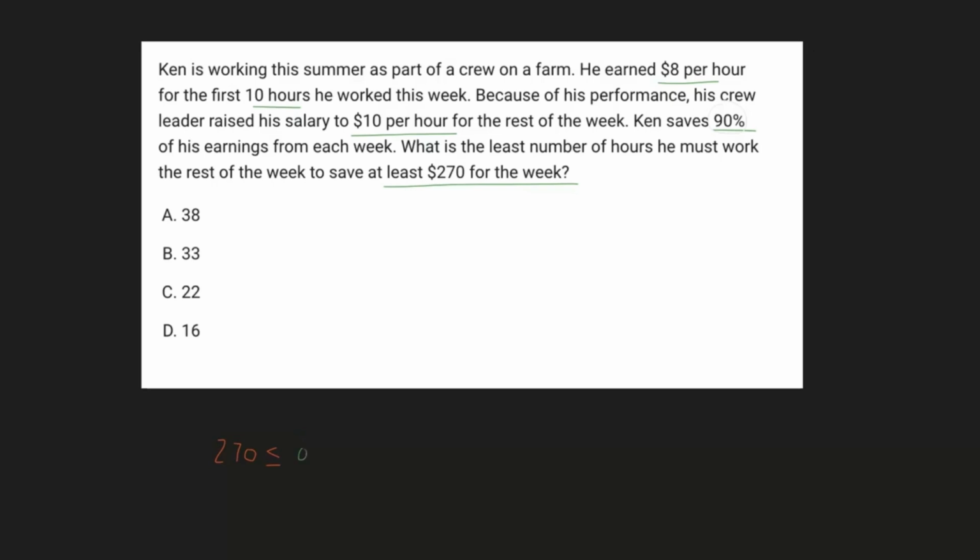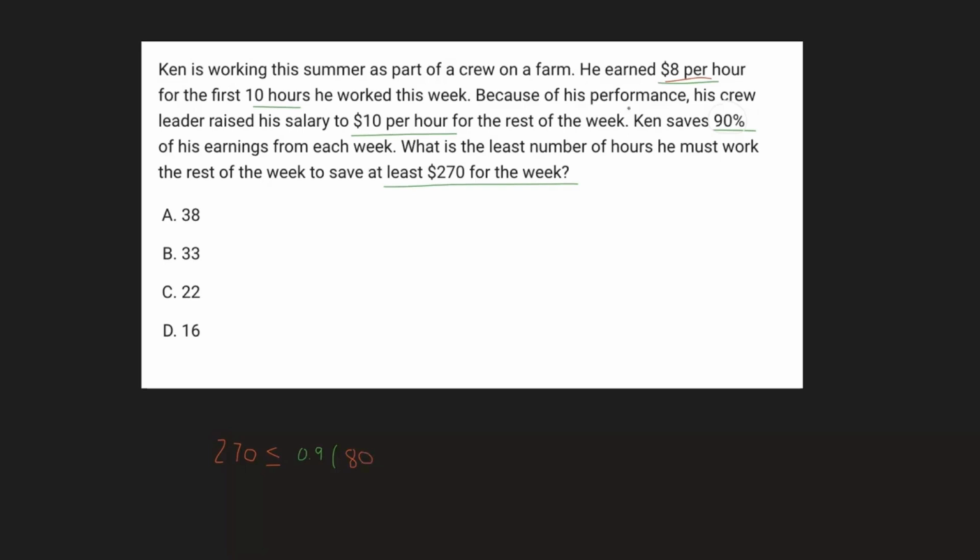So we can write a 0.9 on the outside and then parentheses for all of our values on the inside, right? So the first thing we want to account for is his initial 10 hours that he worked. He worked that initial 10 hours at a rate of $8 per hour, and therefore he made $80. So we just write a flat $80 right there.